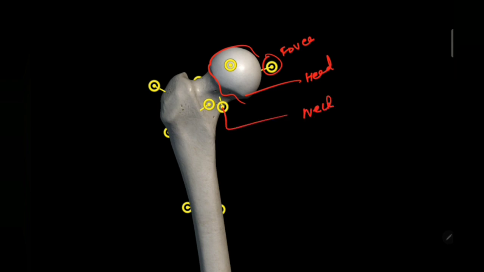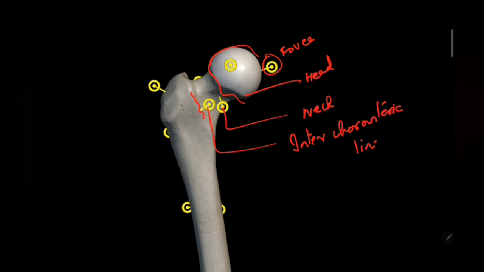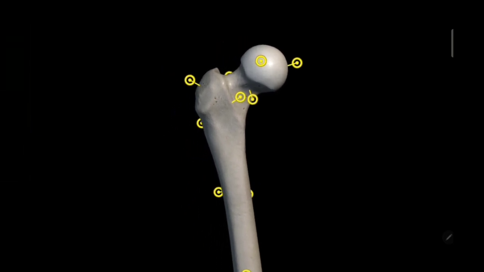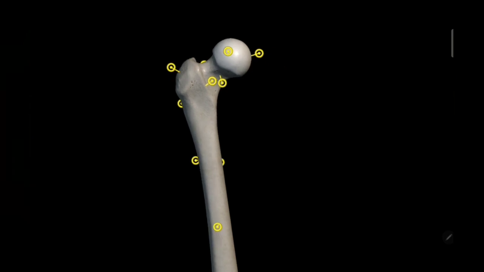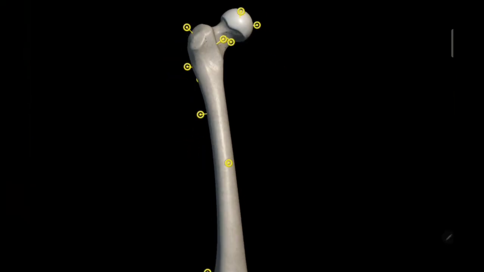Now you can see this structure. This is the intertrochanteric line. So on the anterior side we have something known as the intertrochanteric line. There are muscles which are getting attached there. Then you can see this prominent structure. This is known as the greater trochanter. All these structures we are discussing are on the anterior side. And here we have the shaft of the femur.